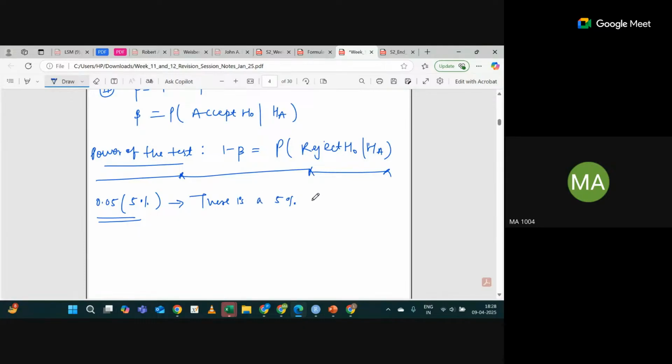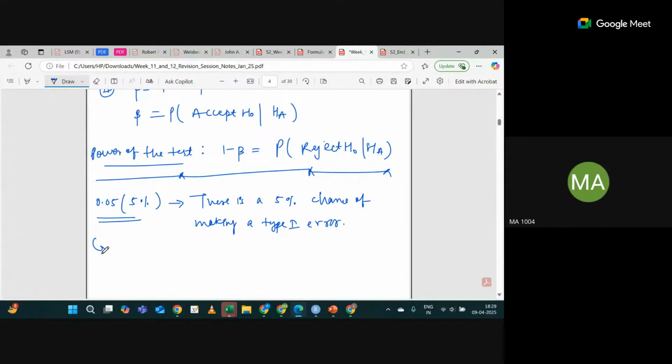So basically I can write there is a 5% chance of making type 1 error, right? But what is the meaning? What is the intuition? Can you think a bit? We will accept H naught within the 5% error.